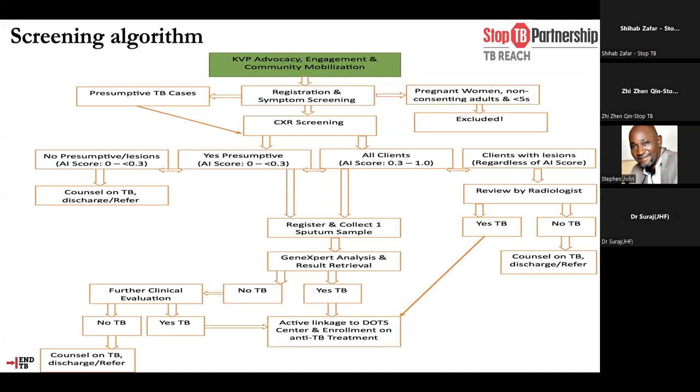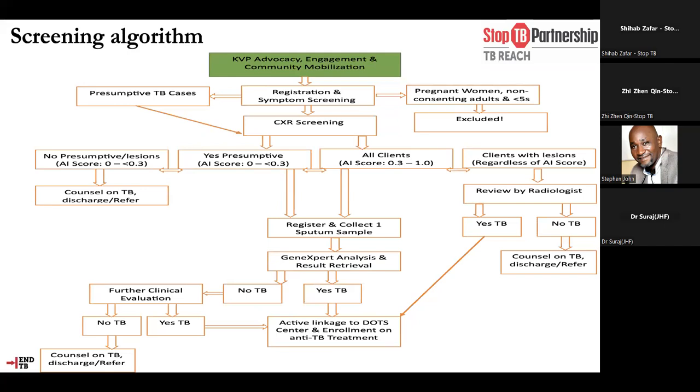I would like to say here that the acceptance for the screening is 100% among the adults. We have never had an instance where someone did not consent to screening. We also use this point to identify presumptive TB cases, and we document the symptoms so that it can help our analysis later. At the end of the whole registration and symptom screening, everybody except those that are excluded are channeled to chest X-ray screening using the ultra portable device.